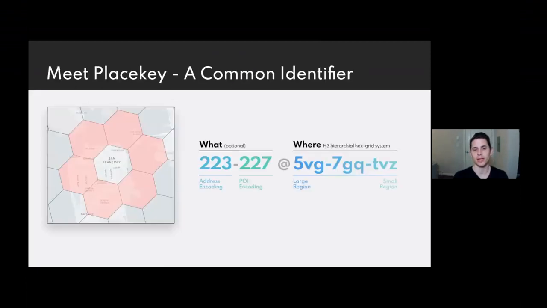So Placekey is structured like a what and a where. The what part is an address encoding and a POI encoding. And the where part, think about it as a hexagon about the size of a city block, which generally shows where the place is. When we were building Placekey, we were thinking about what is the simplest way you can describe a place? And we boiled it down to what is at an address and generally where is it?